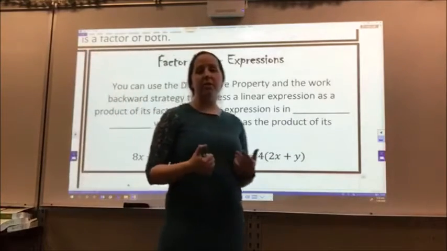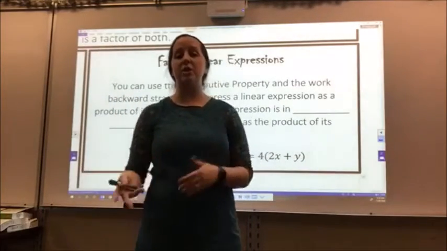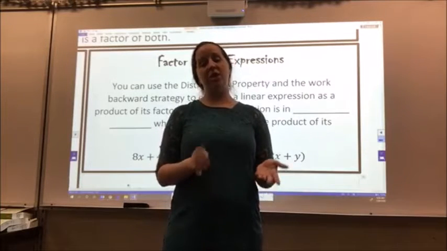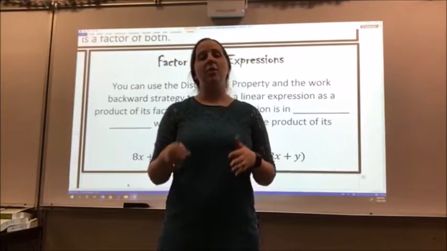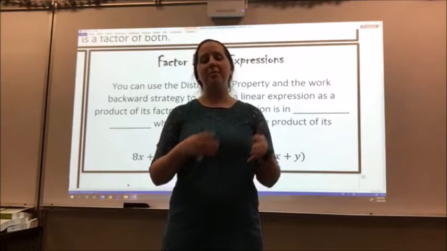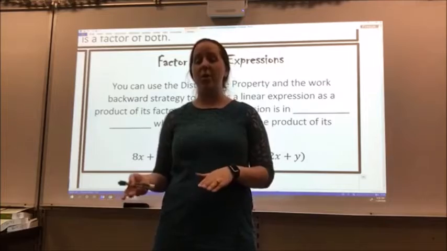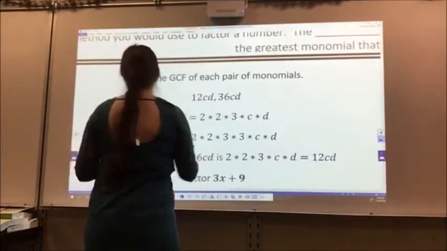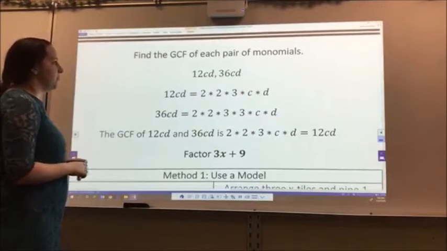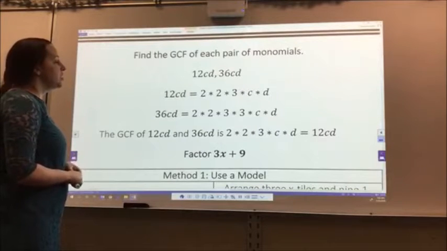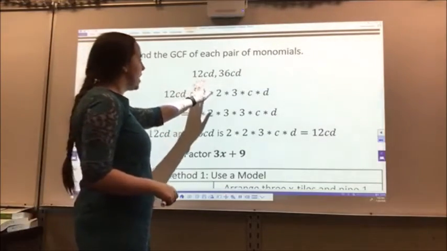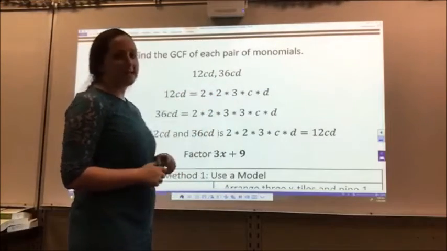So when we're dealing with inverse operations, so addition to subtraction or subtraction to addition, or multiplication to division and then division to multiplication, we also have squares to square roots, but we also have distributive property and factored form. Okay? All right, so my first example, I want to find the GCF of each pair of monomials. So my two monomials are 12CD and 36CD.